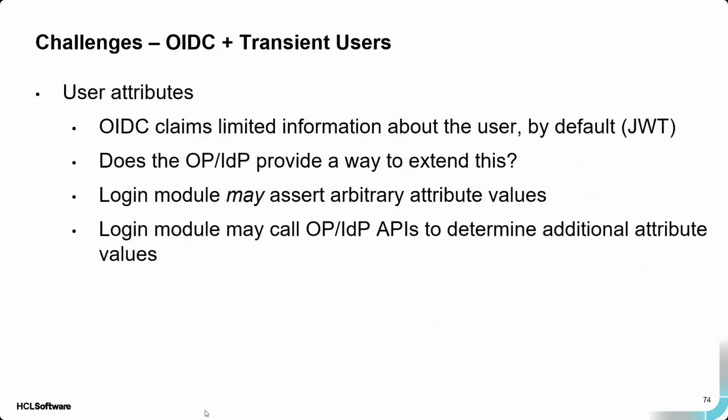The other big consideration are user attributes, right? The claims we receive about these users, the JSON web tokens that represent the user from an OIDC perspective, are usually pretty sparse. They don't have a ton of user attributes in them, maybe not everything that your application needs. So how do you fill those in?